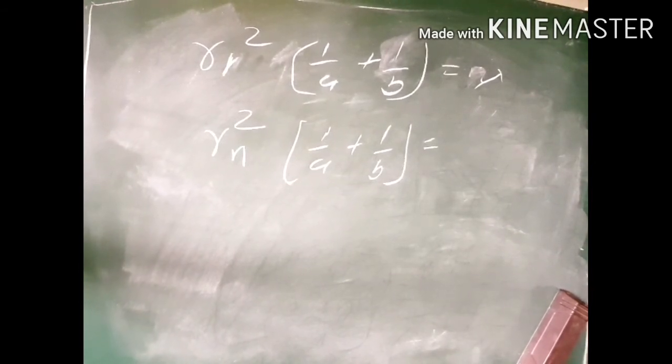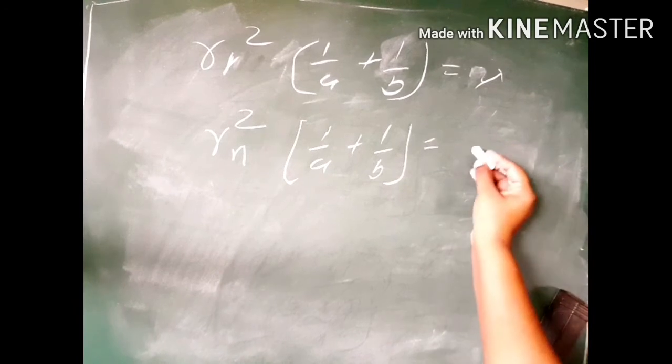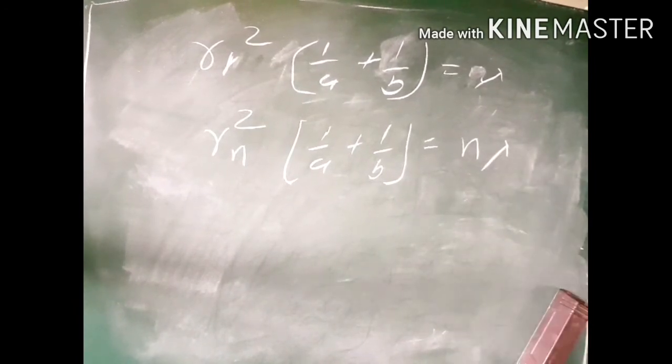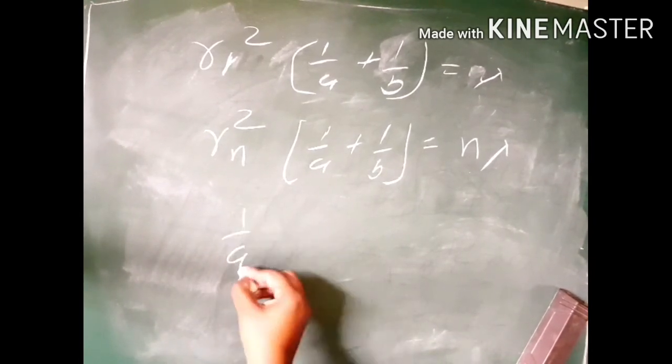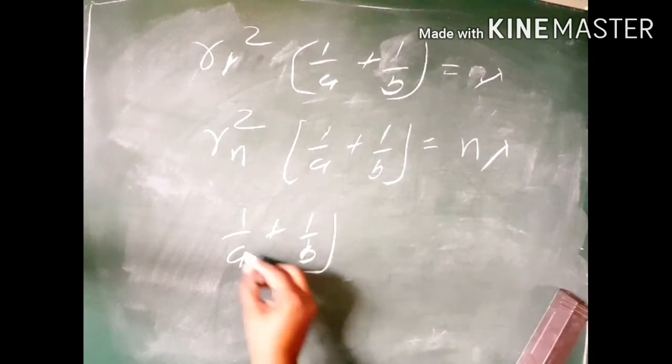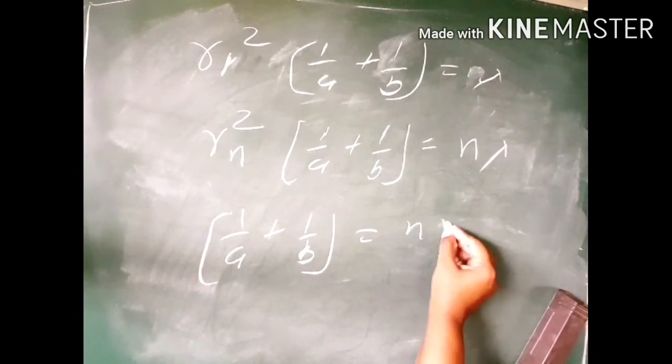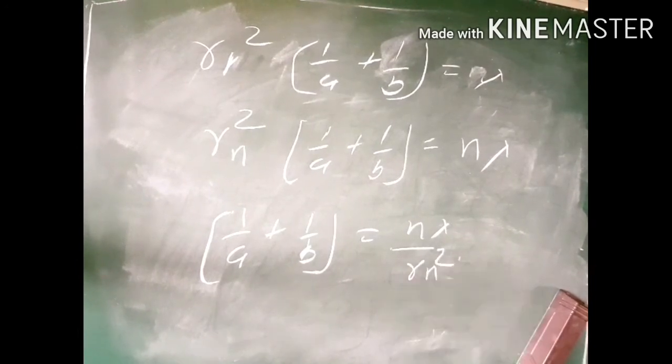First half period zone creates a path difference of lambda by 2. If we take the next, then the path difference is 2 lambda by 2. For the third it is 3 lambda by 2. For nth half period this is n lambda by 2. So in place of lambda we take here n lambda. Okay, this is the equation for n half period zones. Or 1 by A plus 1 by B is equal to n lambda by Rn square.